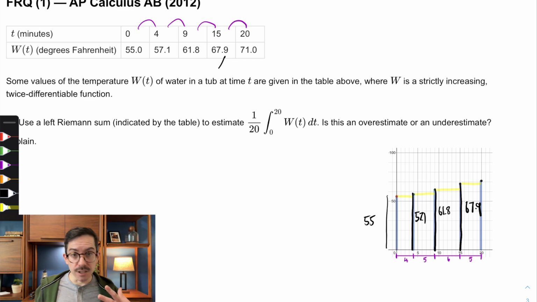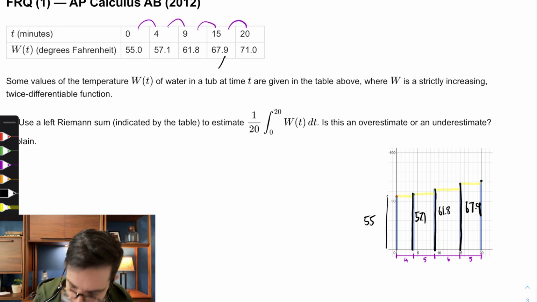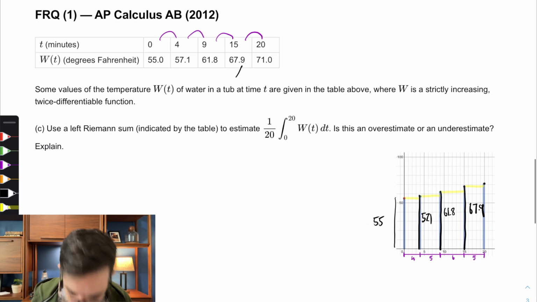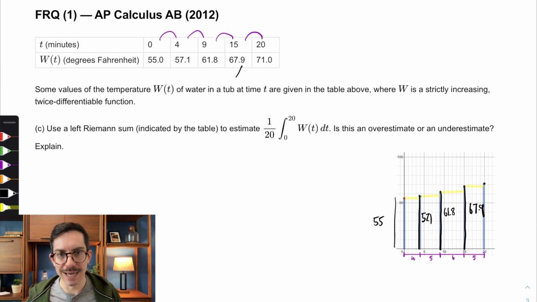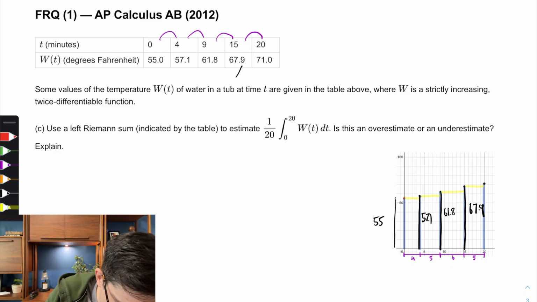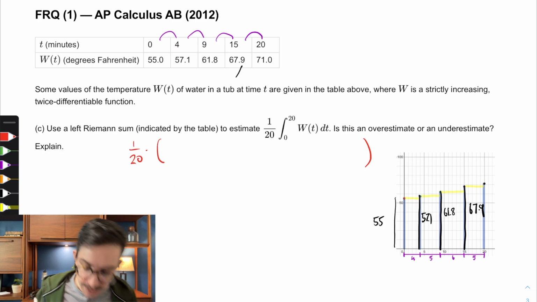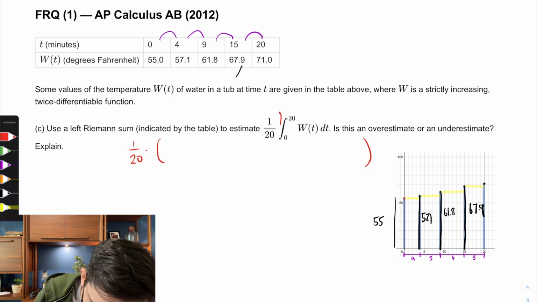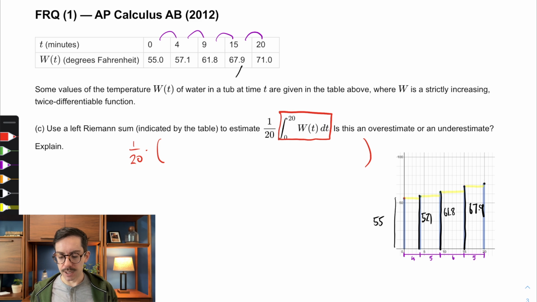As you've practiced lots of these problems, you're going to be able to jump straight to what I write down now without having to set up your rectangles. But just in case this is your first time, I wanted to show you all the messy details of those rectangles. So our approximation is going to be 1 over 20 times that definite integral. And that is what we are approximating using our Riemann sum.